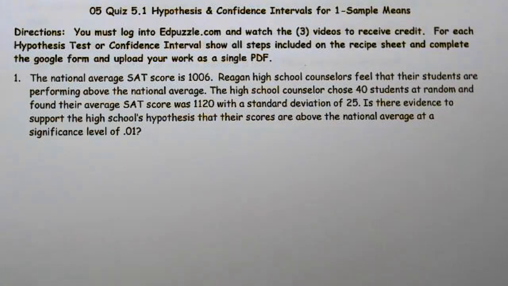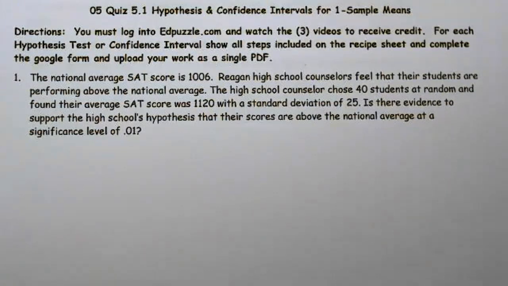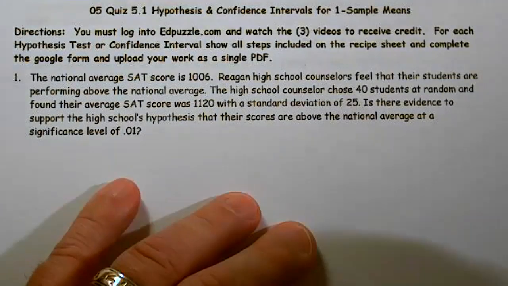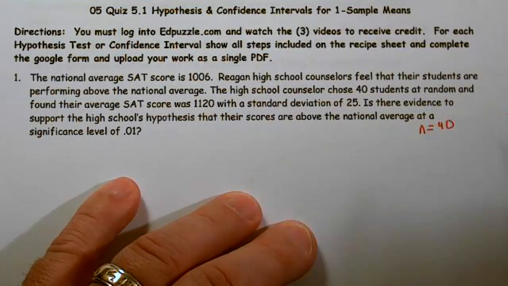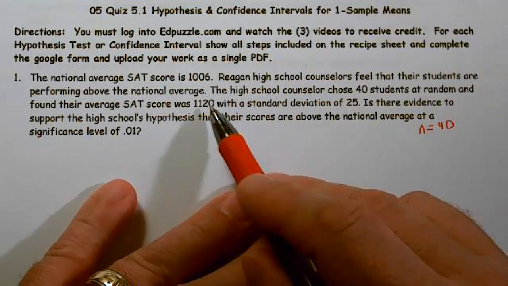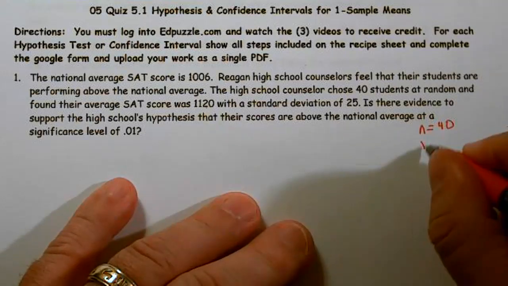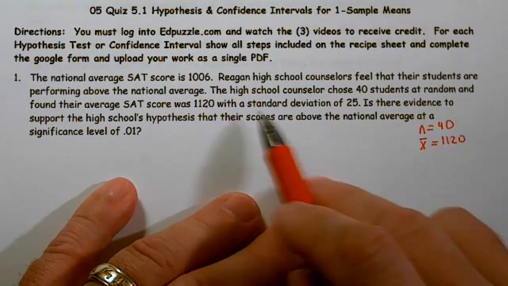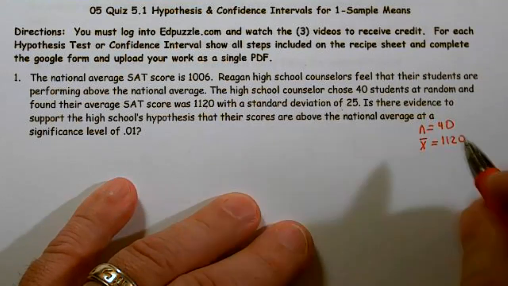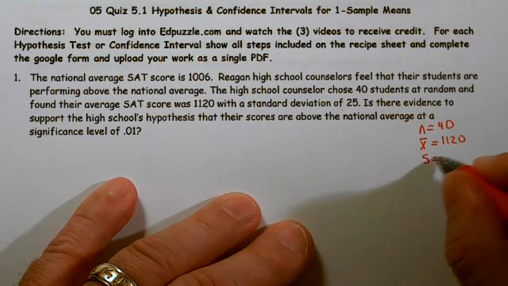Reagan High School counselors feel that their students are performing above the national average. The high school counselor chose 40 students at random and found their average SAT score was 1120 with a standard deviation of 25. So we have a sample of size 40. Probably should note that down. We ended up with a sample average of 1120, and we have a sample standard deviation of 25.